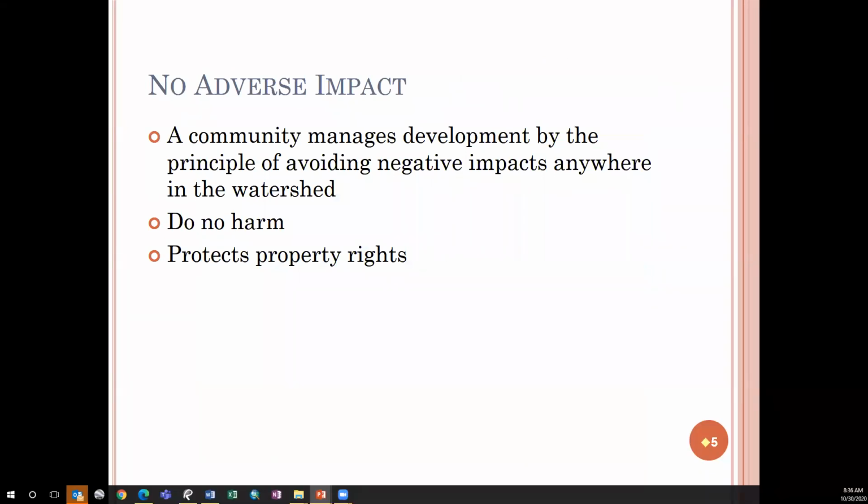So what are the principles of no adverse impact? Well, it's where a community manages development so that we're avoiding negative impacts anywhere in the watershed, like I said, upstream or downstream. The ecosystem of the stream, the health of the stream, is one of the NAI principles. And the real key that should ring in everyone's hearts is that it protects property rights.